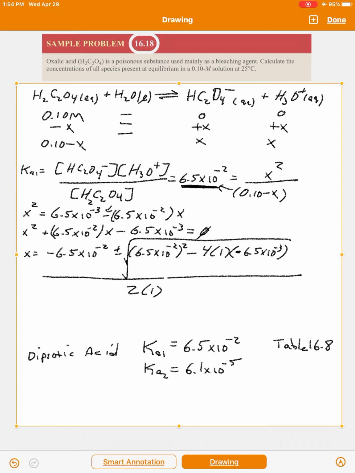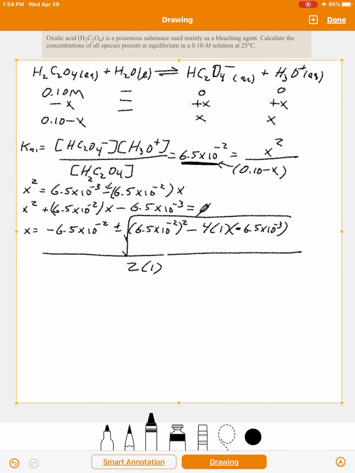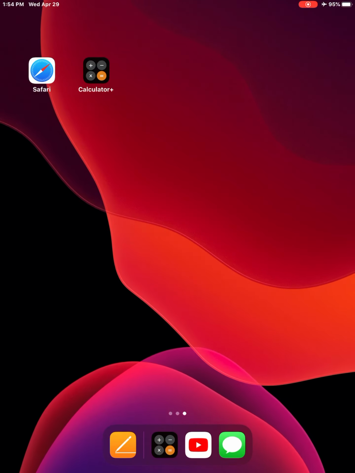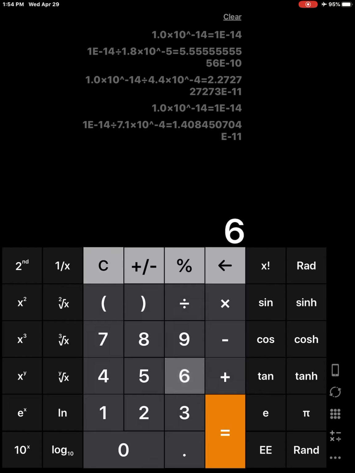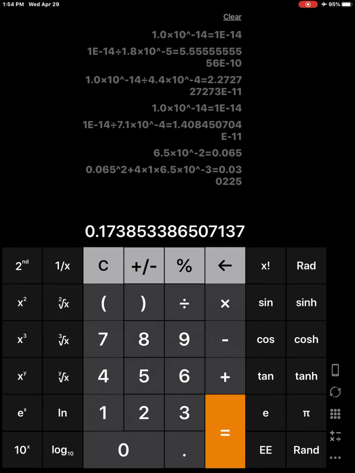Okay, so let me get some room here. And we'll go through that. 6.5 times 10 to the minus 2 squared, minus 4ac, so plus 4 times 1 times 6.5 times 10 to the minus 3. And then we need to have the square root of that. So the square root is 0.173, or 0.174.